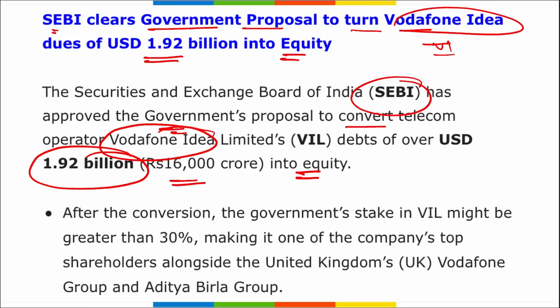Highly important, a direct question will be asked: how much amount of Vodafone Idea's dues or loans were converted into equity after SEBI cleared the government proposal? So around 16,000 crore rupees or $1.92 billion dues or loans were converted into equity.